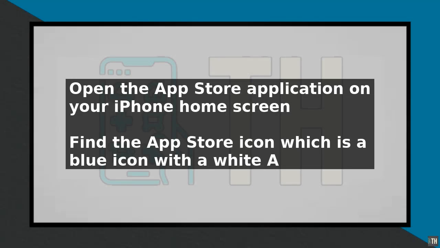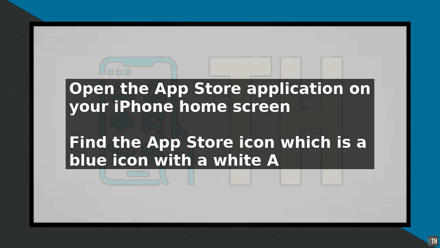To download Prizepicks on your iPhone, start by opening the App Store application. You can find the App Store icon on your home screen. It is a blue icon with a white A inside. Tap on the App Store icon to open it.